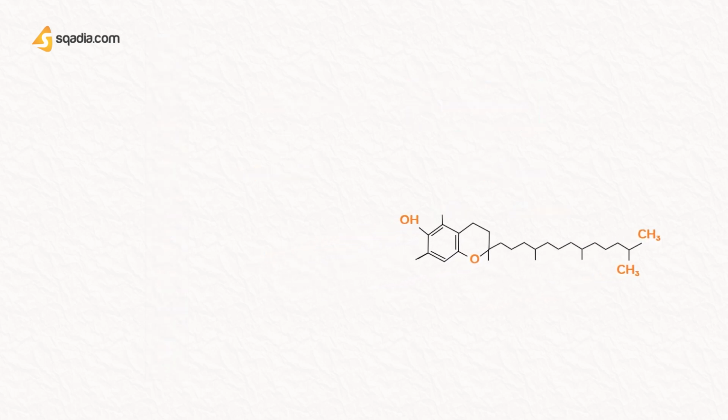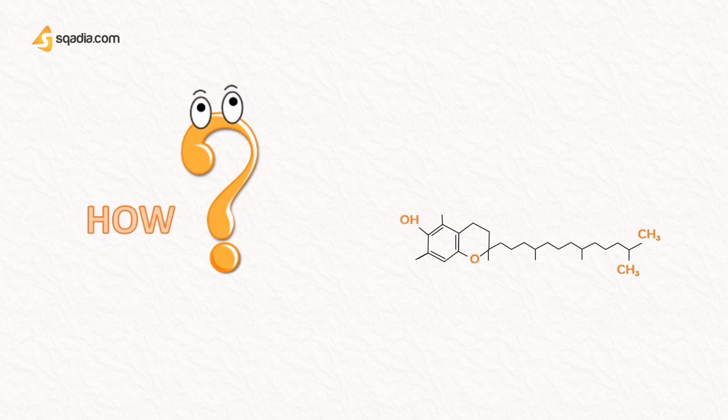Now, the question is how vitamin E acts as an antioxidant. Well, if we look at the structure of alpha tocopherol, the OH, or we can say hydroxyl group on the benzene ring, is responsible for antioxidant activity.